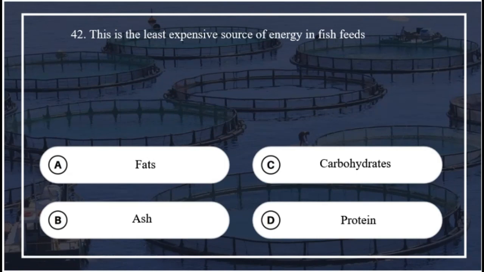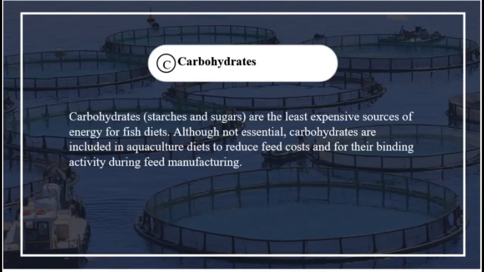42. This is the least expensive source of energy in fish feeds. A. Fats. B. Ash. C. Carbohydrates. D. Protein. Answer. C. Carbohydrates, starches and sugars, are the least expensive sources of energy for fish diets. Although not essential, carbohydrates are included in aquaculture diets to reduce feed costs and for their binding activity during feed manufacturing.